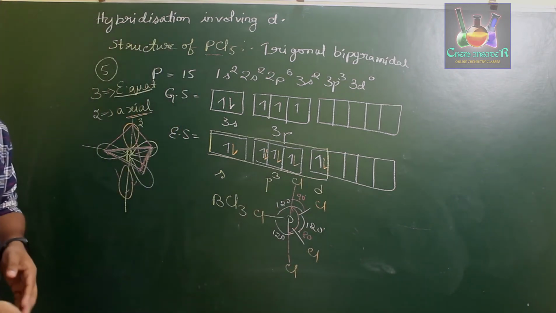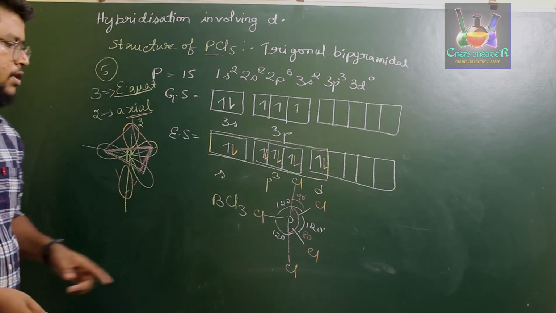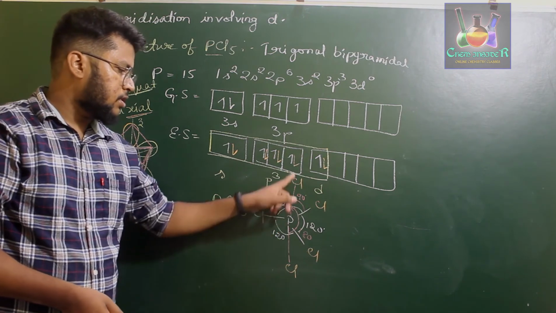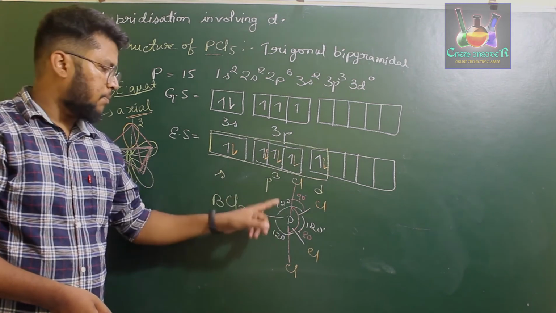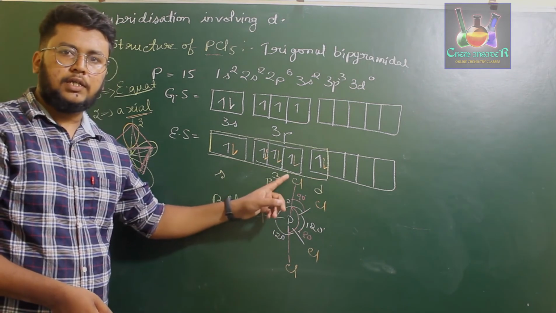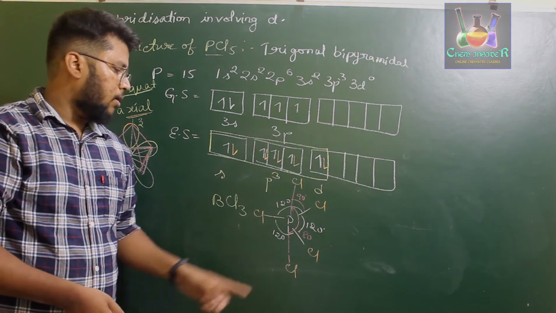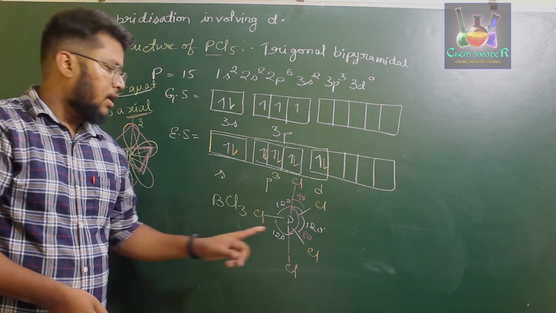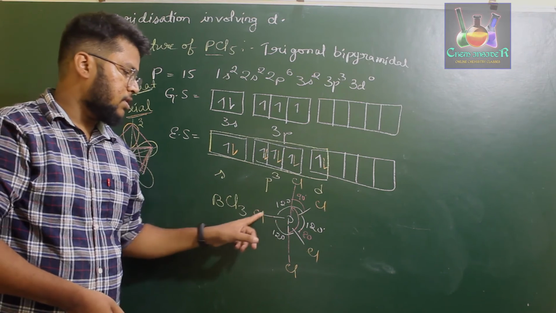So this is how PCl5 is formed. Further, what we observe is, if you consider the bond strength of P in the axial positions and the equatorial positions, the P-Cl bond at the axial position is slightly weaker when compared to the equatorial P-Cl bond. Okay, axial P-Cl bond is slightly weaker when compared to equatorial P-Cl bonds.